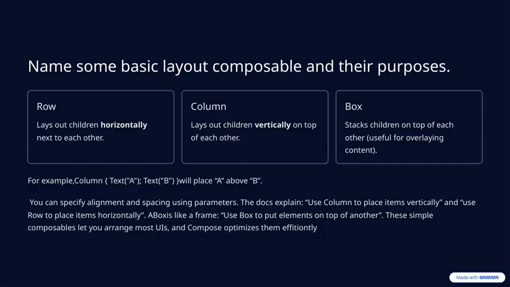These composables are powerful because they help us arrange most UIs efficiently, and Compose is designed to optimize their performance. Remember, use Column for vertical layouts, Row for horizontal, and Box when you need overlaying. They form the foundation of building flexible, organized interfaces in Compose.